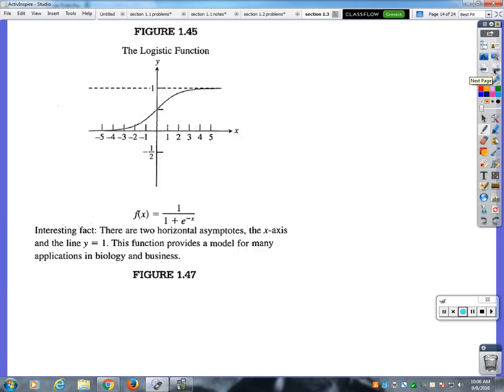Okay, and then the last one is a logistic function, which again, if you look at the equation for this, is not very basic at all. We will study this in greater detail in this class.